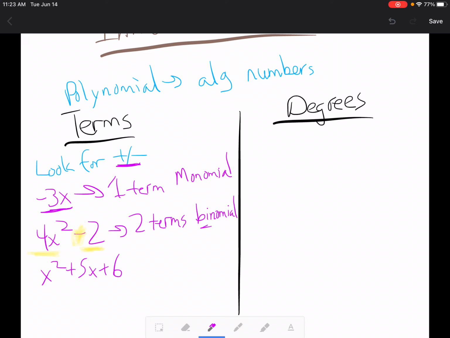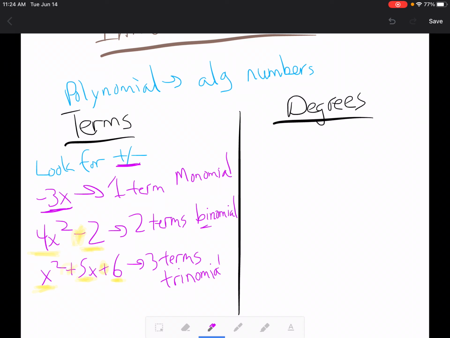All right, bi meaning two. All right, here, look at the third one. I have two plus signs, and so that means that I have 1, 2, 3 terms. Not sure if that's going to show up all that well since it's a light highlighter, but I have 3 terms, and so I'll write that down, 3 terms, and that's going to be a trinomial.